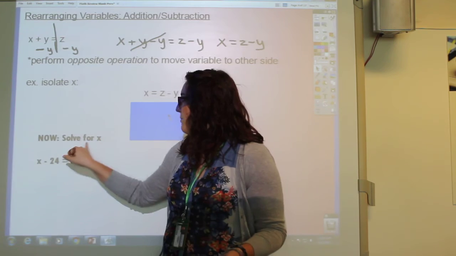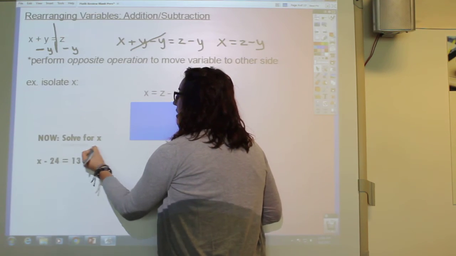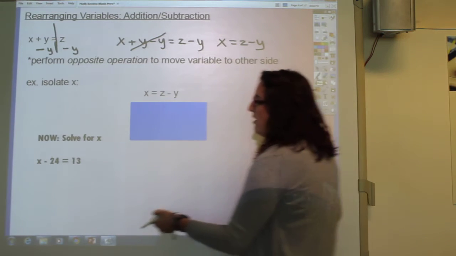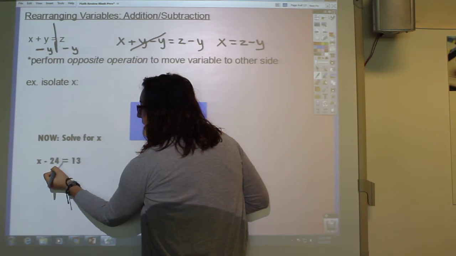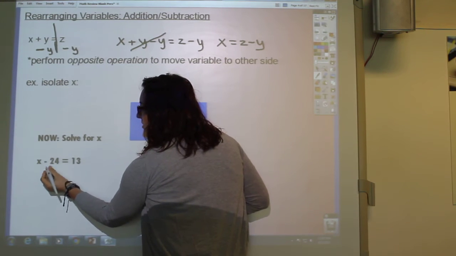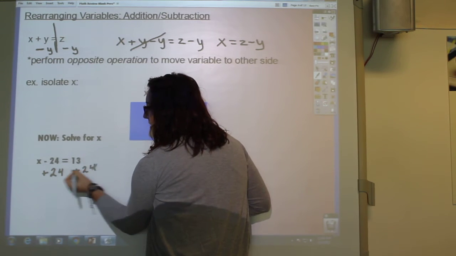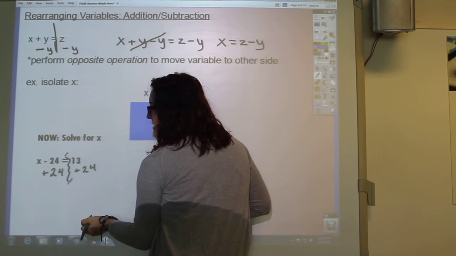And we want x by itself. That's what it means when it says solve for x. That means we want x to be isolated by itself. So if we have minus 24, that means we're going to have to add 24 to both sides. Remember, think of this as 2 separate sides of the equation.